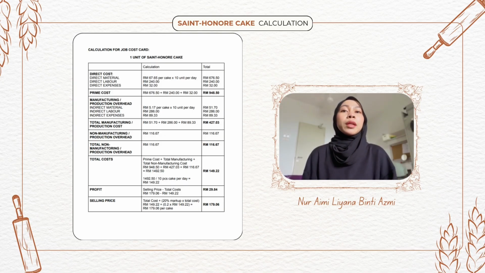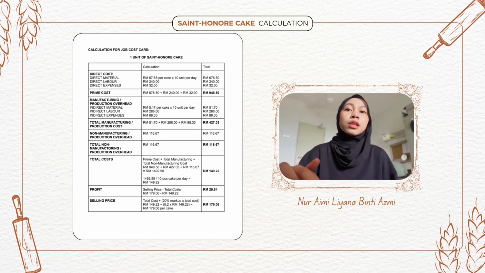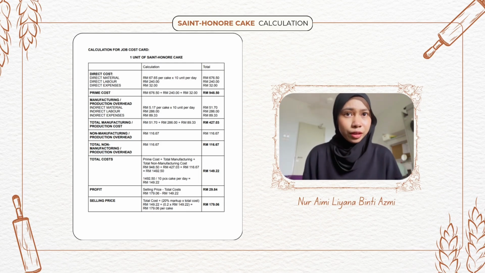Next we have manufacturing or production overheads. First we have indirect materials, which is 5 ringgit 70 cents per cake. So we times by 10, equal to 57 ringgit. Indirect labor we have 286 and indirect expenses we have 89 ringgit 30 cents. So the total manufacturing is 427.03. While the total non-manufacturing is 116.67. So the total cost is prime cost plus total manufacturing plus total non-manufacturing cost.